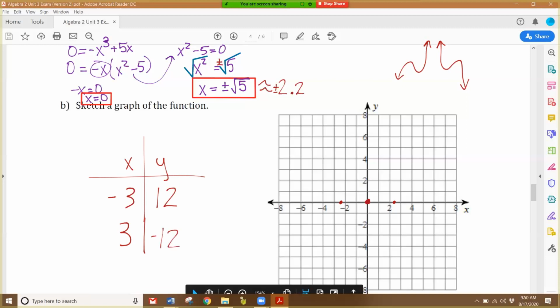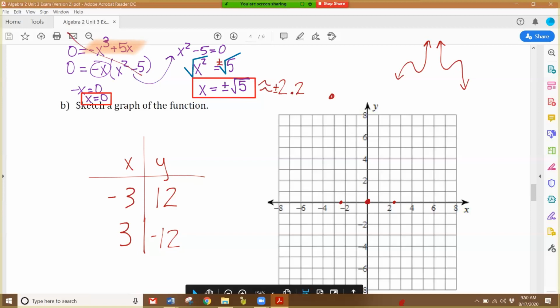What that means is if I go to -3, 12, it actually doesn't even fit on my graph, it would be up here somewhere. And then 3, -12 would be way down here off my graph. Where are you plugging that -3? Into this original right up here. Okay. So negative x to the third plus 5x.